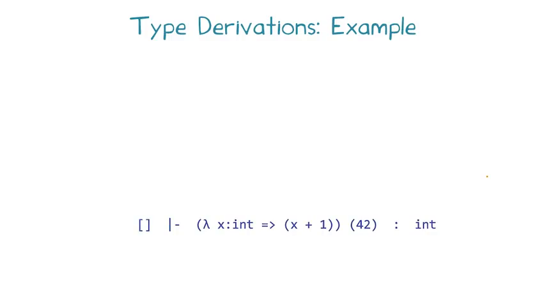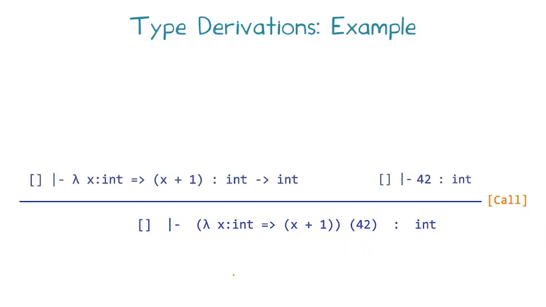In this slide, we will use our 5 schemas to derive the type of the program lambda x of type int yields x plus 1 applied to 42. See the instructor notes for a list of all the schemas for this language. We will work from the bottom up, checking to ensure that each single derivation fits the template for one of the rules we previously defined.